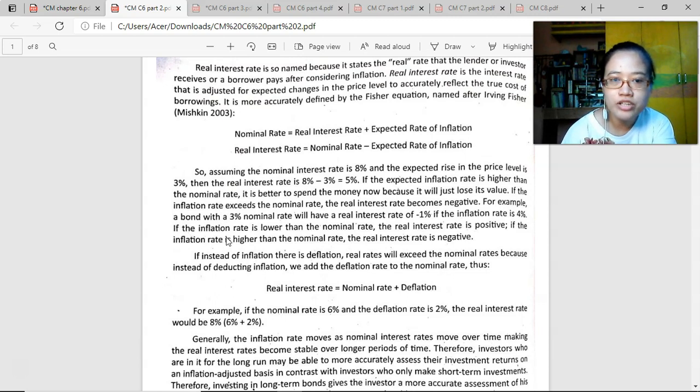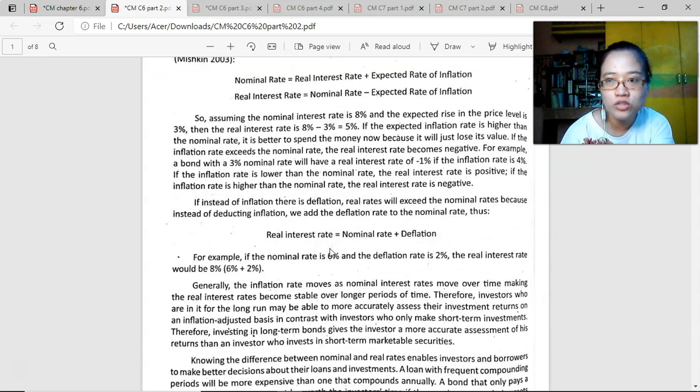Okay? If the inflation rate is lower than the nominal rate, the real interest rate is positive pa rin. Okay? If the inflation rate is higher than the nominal rate, edi negative yung real interest rate. If instead of inflation, there is deflation naman, pag deflation, edi, decreasing prices, real rates will exceed the nominal rates because instead of deducting inflation, we add the deflation rate to the nominal rate. So, kapag deflation, ganito naman yung formula.